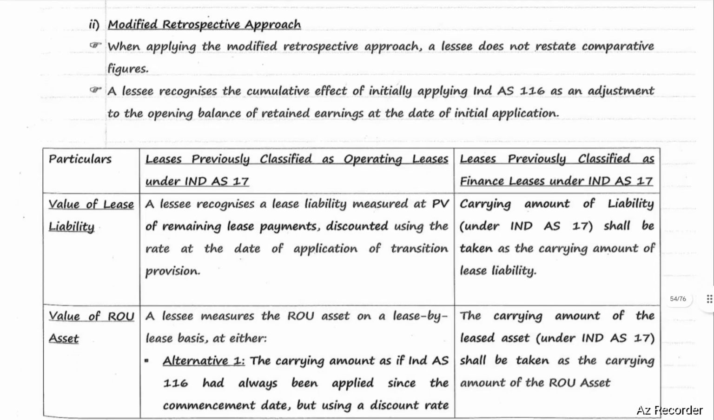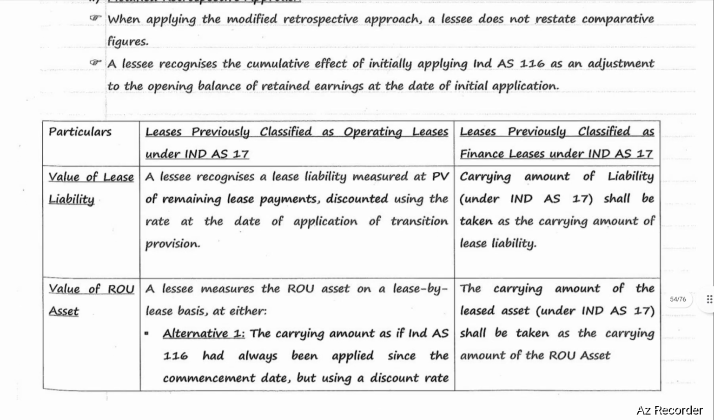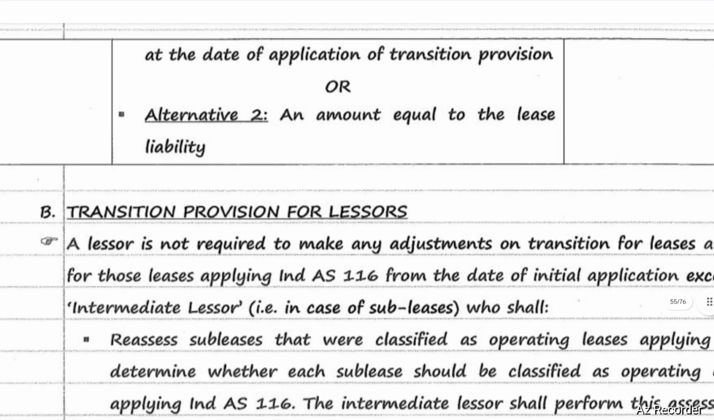Next, value of ROU asset. In case leases previously classified as operating lease under Ind AS 17, a lessee measures the ROU asset on a lease by lease basis, either alternative 1, the carrying amount as if the Ind AS 116 had always been applied since the commencement date, but using a discount rate at the date of application of transition provision, or alternative 2, an amount equal to the lease liability.